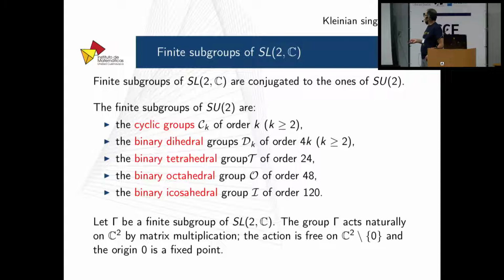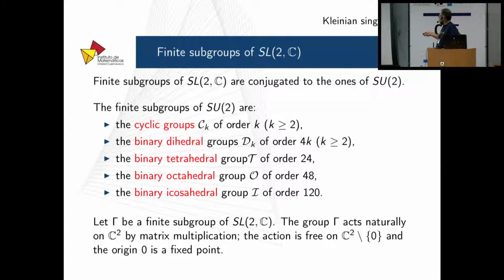Just a quick reminder about Kleinian singularities. If we take the group SL2C, we know the classification of the finite subgroups. The finite subgroups are conjugate to finite subgroups of SU2. So it's enough to consider the finite subgroups of SU2, which are the following: cyclic groups, binary dihedral, binary tetrahedral, binary octahedral, binary icosahedral, which are two coverings of the rotation groups of the platonic solids.